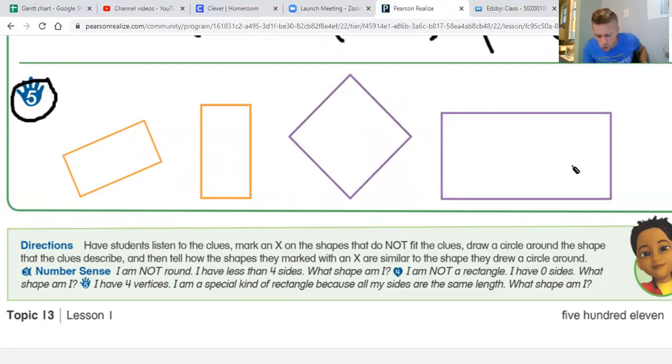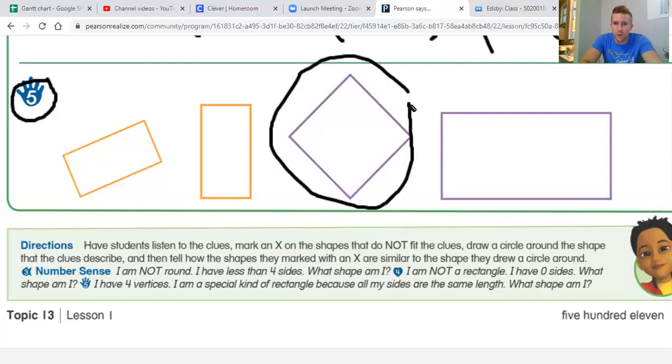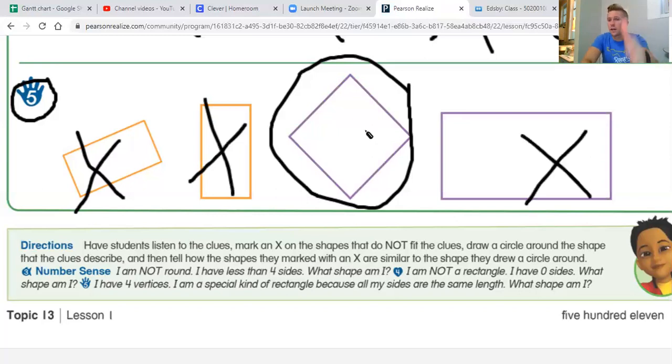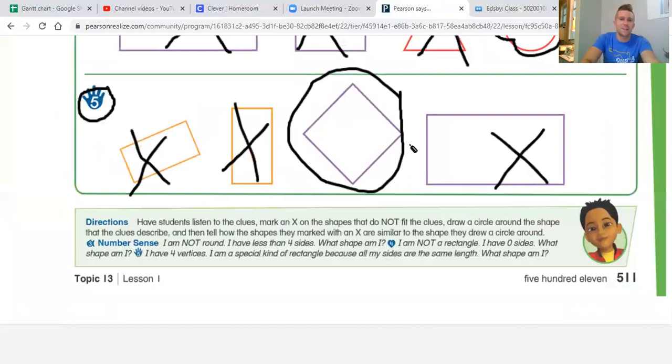I am a special kind of rectangle because all of my sides are the same length. Now, which shape here has all the sides that are the same? And it's a special kind of rectangle. It's a special rectangle, also called what? If you know what this one's called and you circled this one, say, I rock. And you should have X'd these out because these are rectangles, but these are not special rectangles. This one's a special rectangle, and it's called a square, right? Good job.